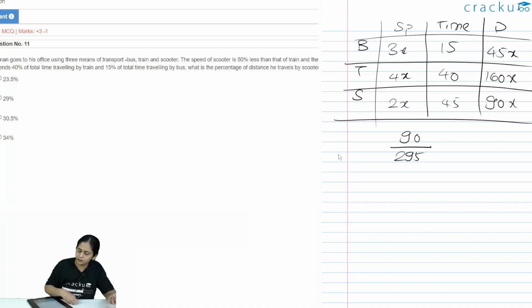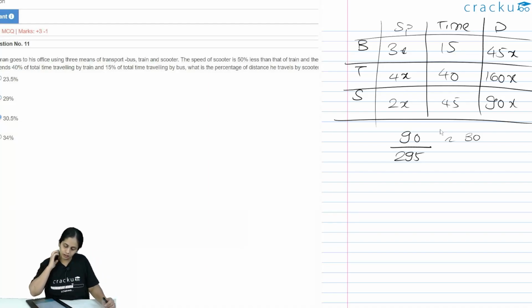90 by 300 almost, which is roughly 30, less than 29%. No, sorry, 30.5%. More than 30%.